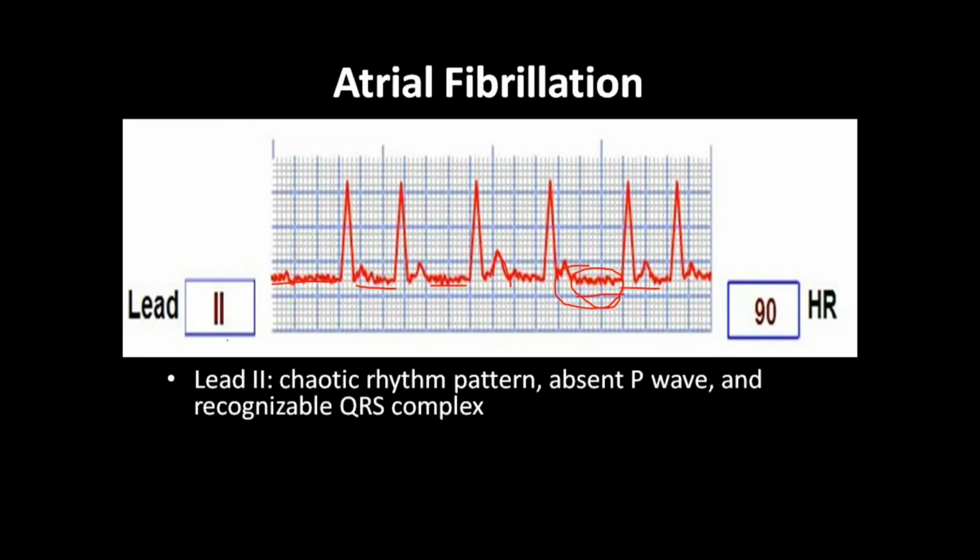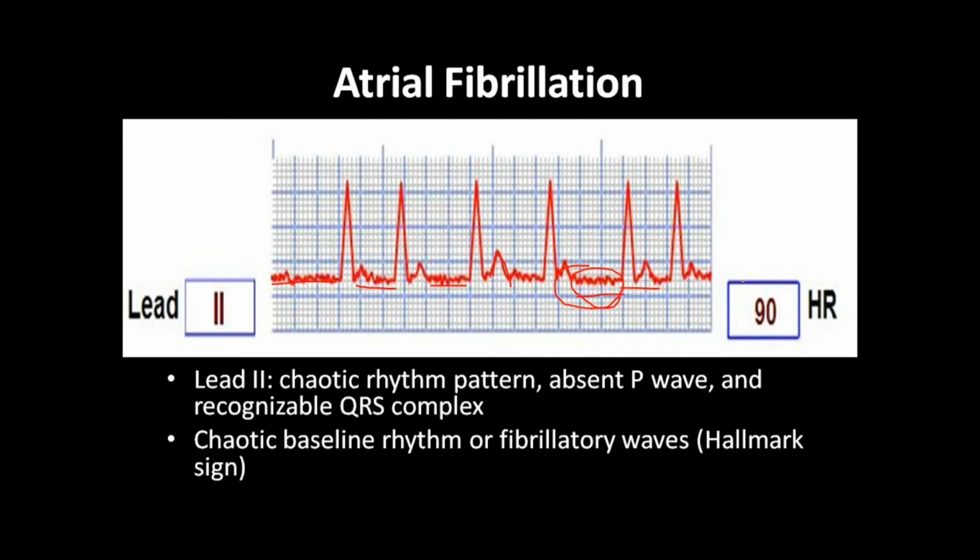So in lead 2 we can see a chaotic rhythm pattern, absent P wave, and recognizable QRS complex, which is very common in case of atrial fibrillation. The chaotic baseline rhythm or fibrillatory waves are the hallmark of atrial fibrillation. The atrial waves are replaced by fibrillatory waves.